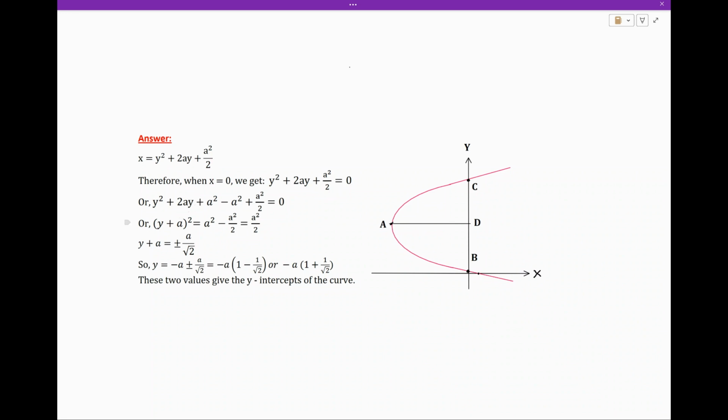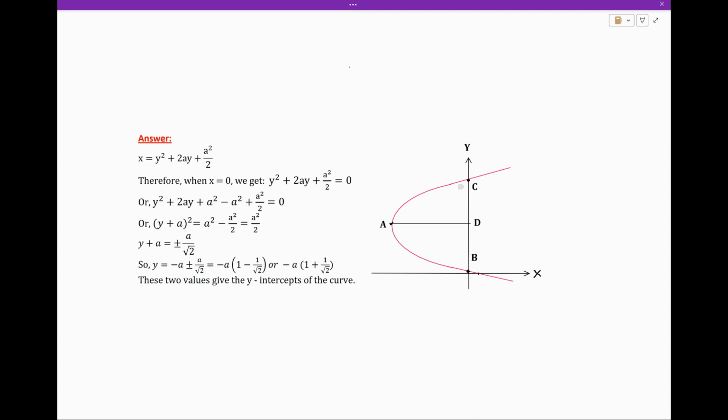Now, how do you get the y-intercepts of this curve? The y-intercept happens when x is equal to 0. Look at the diagram. When x is equal to 0, it is the y-axis. And the curve meets the y-axis at B and C.